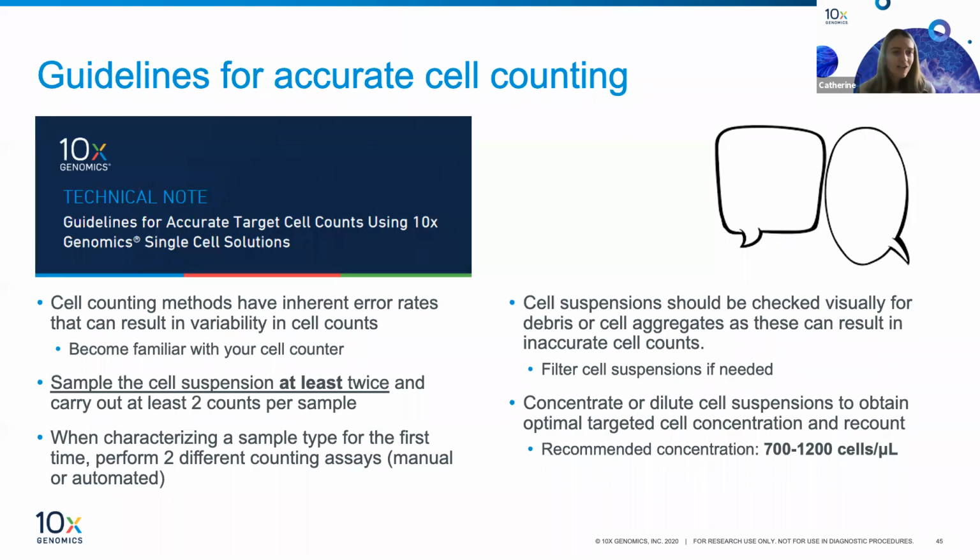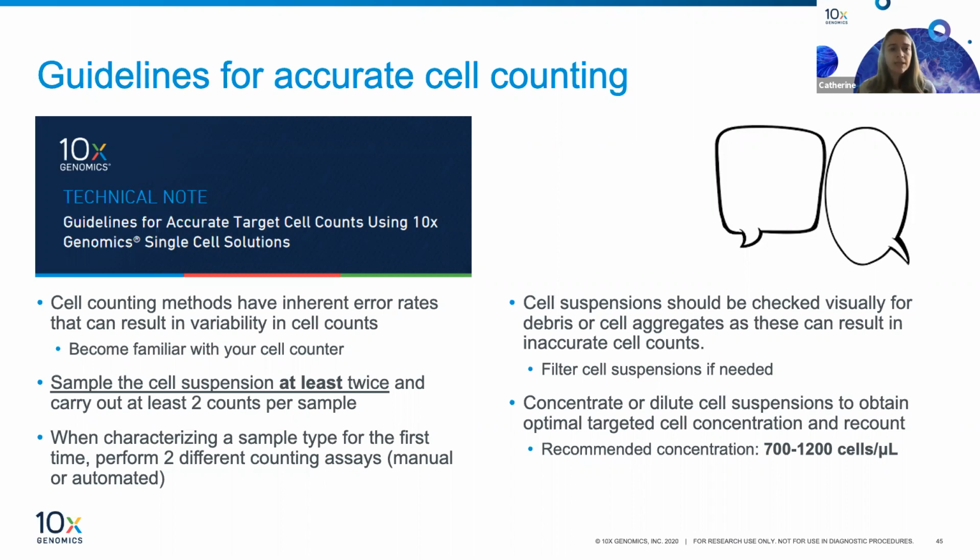If you count and it's inaccurate, you can end up loading too many cells. That means you can be overloading the chip, you can end up with large numbers of multiplets, and you also need to spend a lot more money on, say, sequencing to get the full complexity of that sample. Conversely, if you overestimate the concentration, you end up loading too few cells. You're doing your experiment, you need a certain number for your data analysis, and you're not going to end up with that yield. It will be a very expensive experiment for not getting the cell numbers that you need for your analysis. So counting is incredibly important.